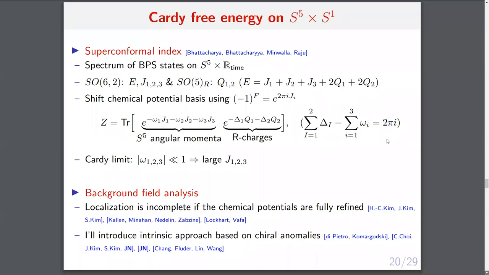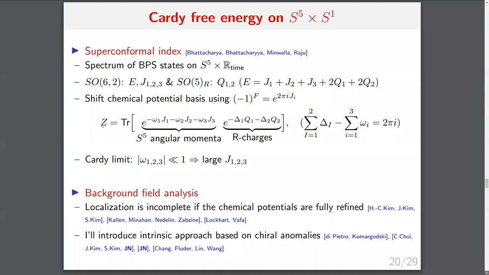This 2 pi i plays a critical role in preserving the supersymmetry, because it can be absorbed into one of the omegas, and then it generates the additional factor e to the 2 pi i J. This J is an integer for bosons and a half-integer for fermions, and therefore it is equivalent to the (-1)^F factor, which is omitted in this trace definition.